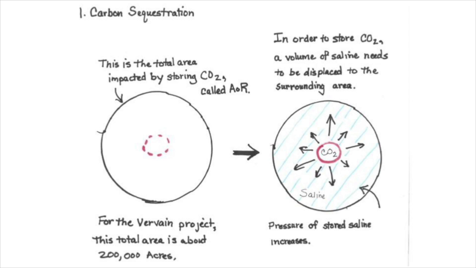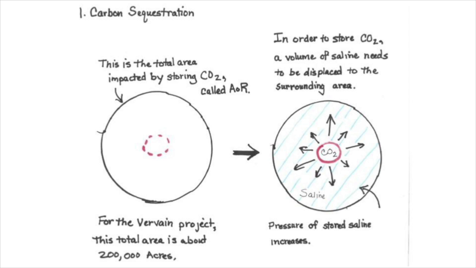For the Vervain project, which is a Heartland Greenway project that Sue and our land is in, this total area within that AOR is about 200,000 acres. And when you look at that second circle, as you push the CO2 down there, you have to push that saline out. So you're displacing saline, and the blue hashed area is actually storing excess saline.